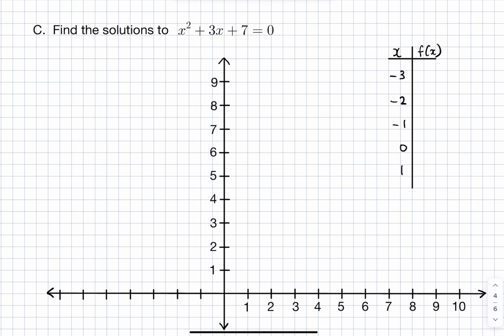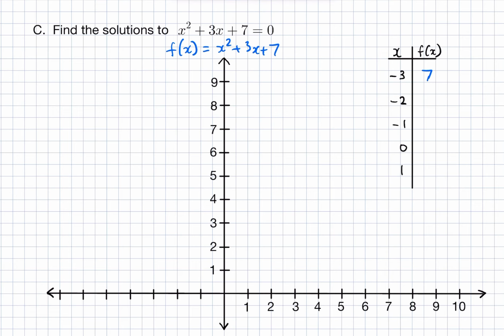Here we have x squared plus 3x plus 7. And let me go ahead and write the function. The function is just equal to x squared plus 3x plus 7. Now I've purposely selected these x values, and you plug each one of these into this function. Let's say we plugged in -3 in here. We would get a value of 7 for my f of x, or y.